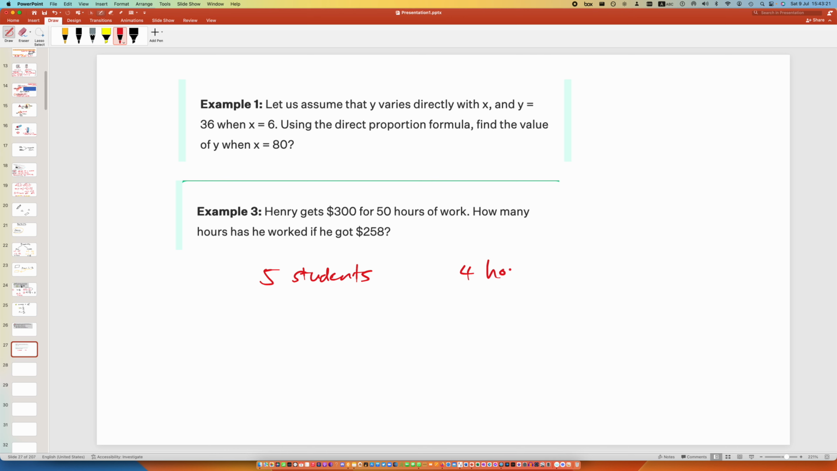4 hours. Fold 4 hours too much. 1 hour. Fold 200 paper planes. Okay? Then 5 students, half hour, how many paper planes?